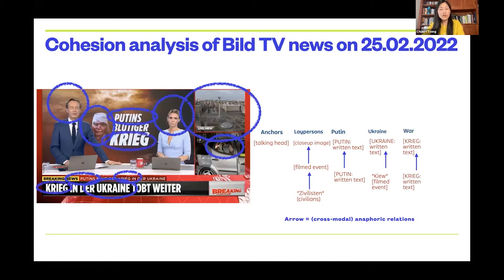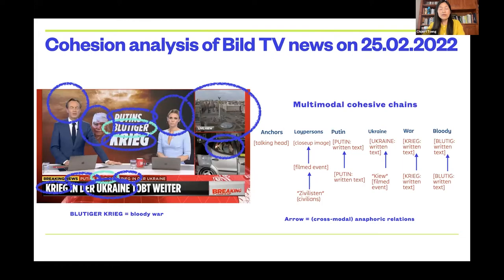And then we have the term war written in the middle of the screen. And then also bloody, that is the quality description of the war, written also very dominantly in the middle, Blutiger Krieg, bloody war, in the caption. So these are multimodal cohesive chains that can be extended further throughout the entire film or news report. It shows how these narrative elements are realized multimodally.